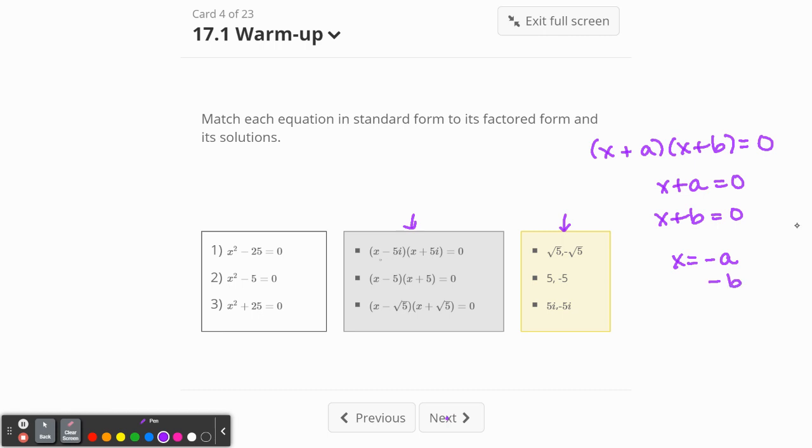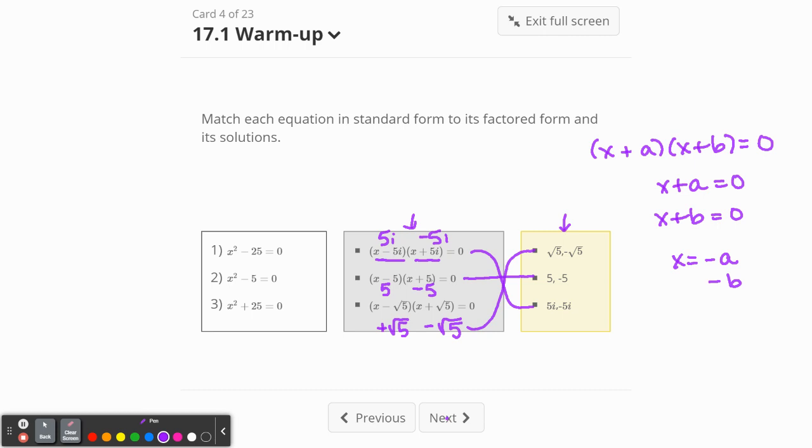So if I use that idea on this first equation, this would have to give me a solution of positive 5i, and this would give me a solution of negative 5i, which matches the third option. This middle one, if I were to solve, I would get an answer of positive 5 and negative 5, giving me the middle option. And then here I'd get positive root 5 and negative root 5, which is the first option. What may be a little bit harder is how can we take this information and go from the standard form to either the factored or to the solution.